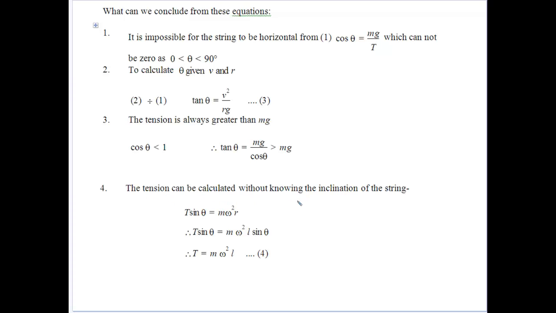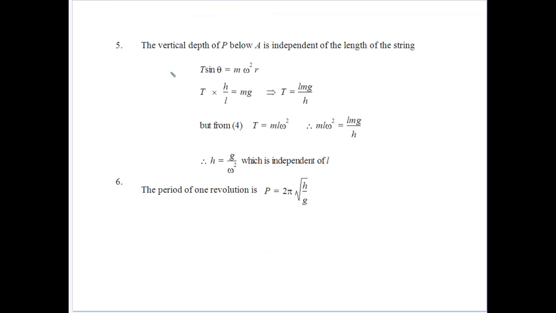Tension can be calculated without knowing the inclination of the string as well, because we have T sine theta is equal to mass times omega squared times R. We replace R with L sine theta, and the sine thetas cancel, so tension can be written as mass times omega squared times L. So we start to establish all these different situations.